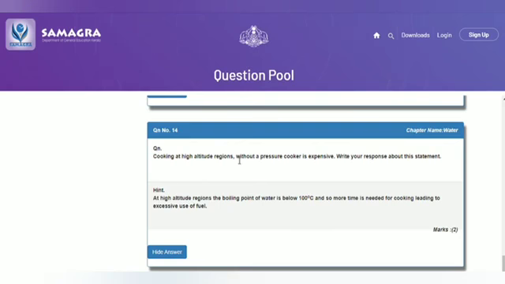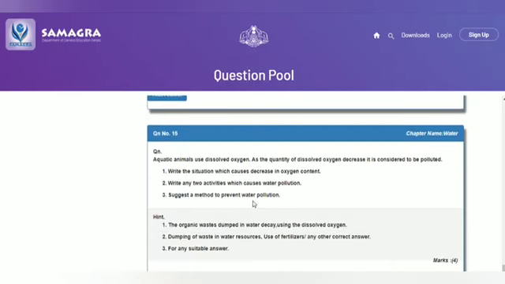Cooking at high altitude regions without a pressure cooker is expensive. Write your response about this statement. At high altitude regions, the boiling point of water is below 100 degrees Celsius, and so more time is needed for cooking, leading to excessive use of fuel.